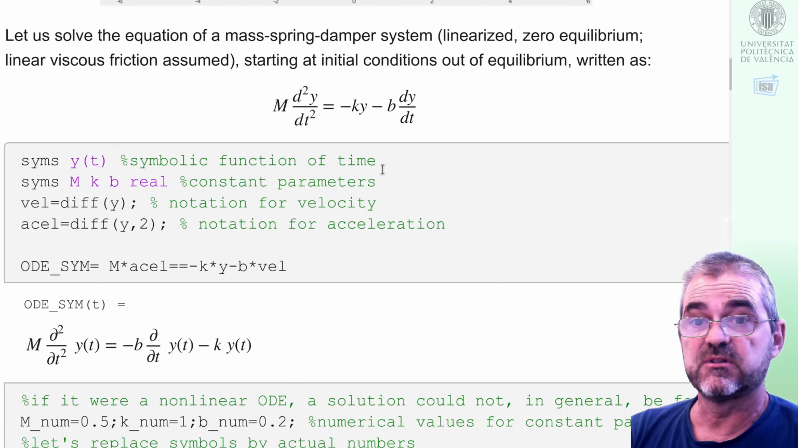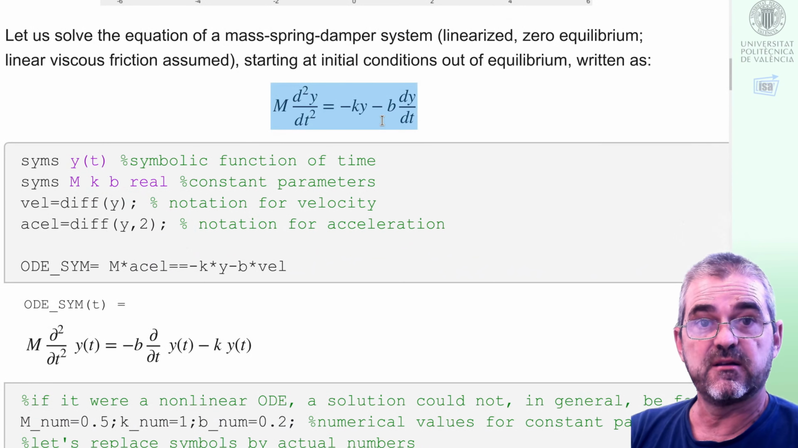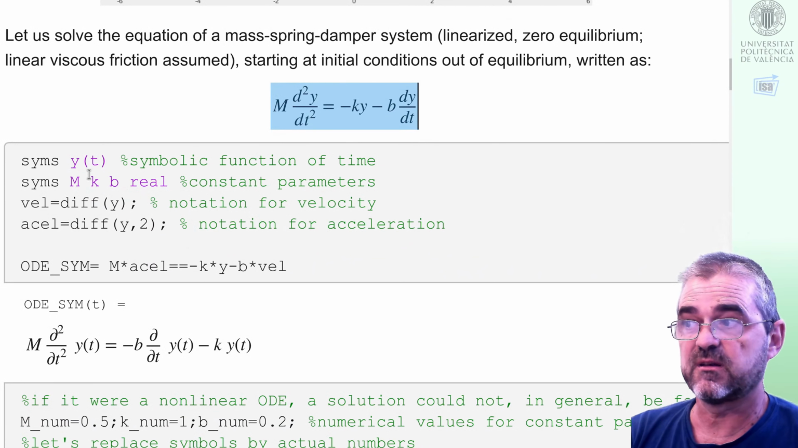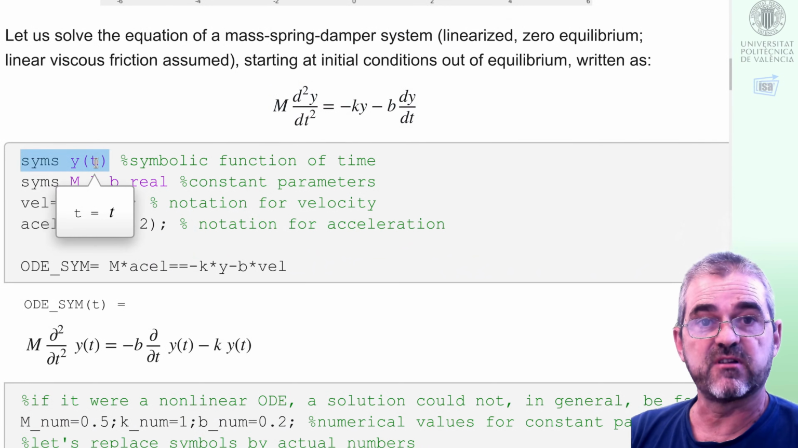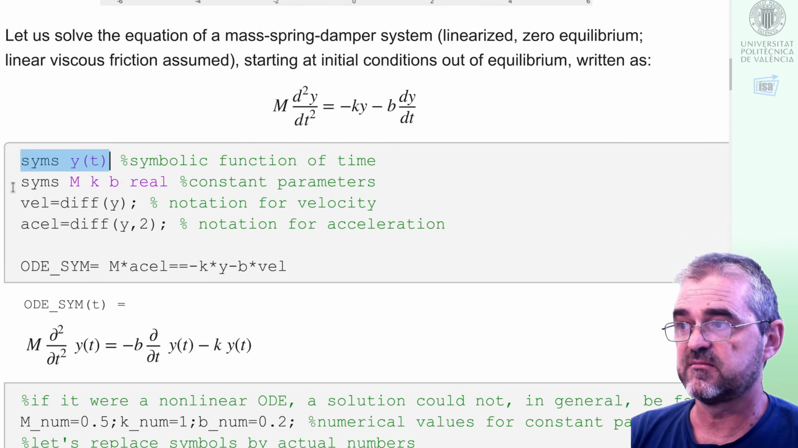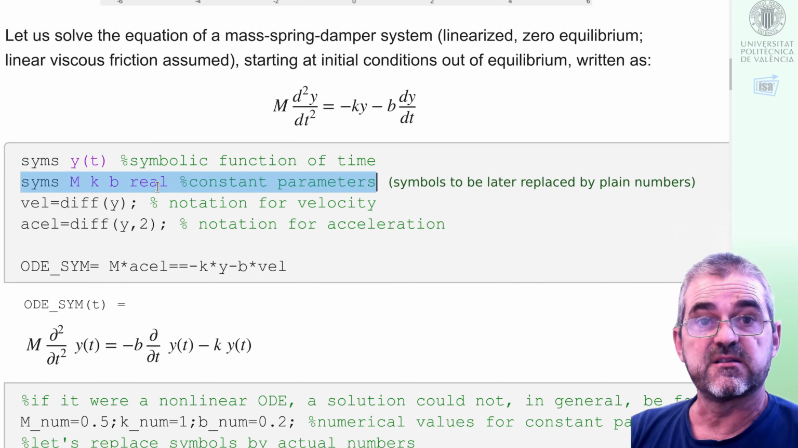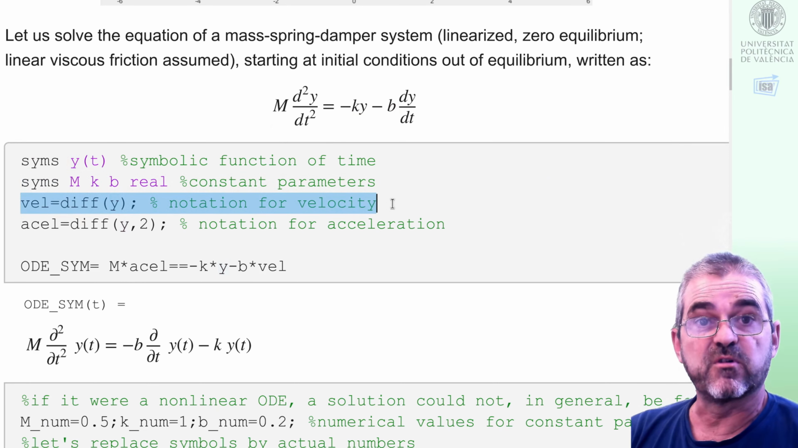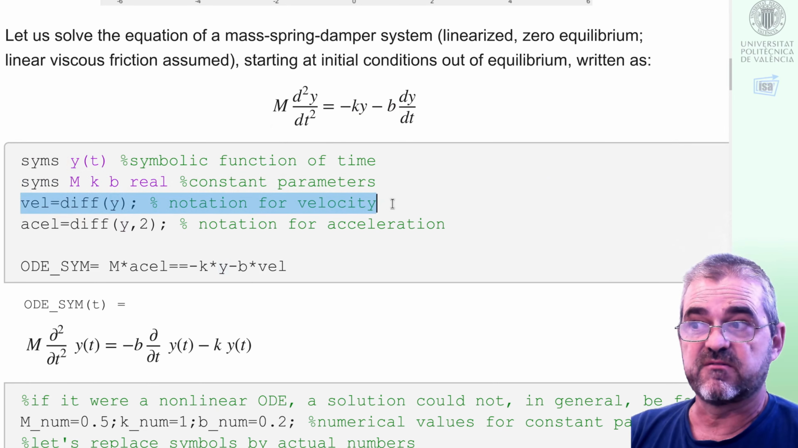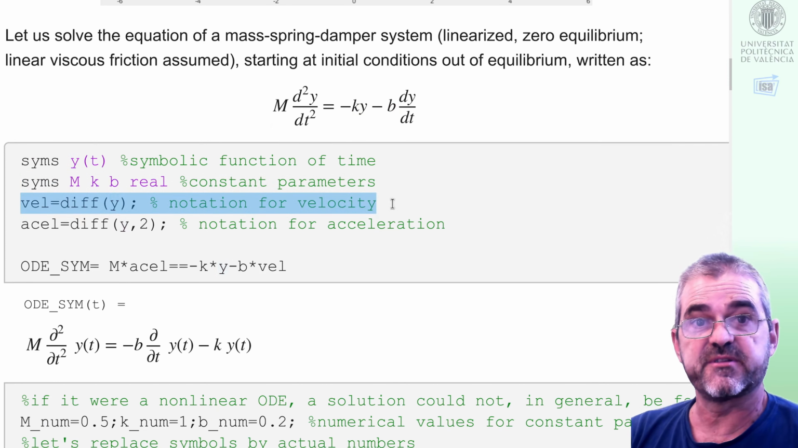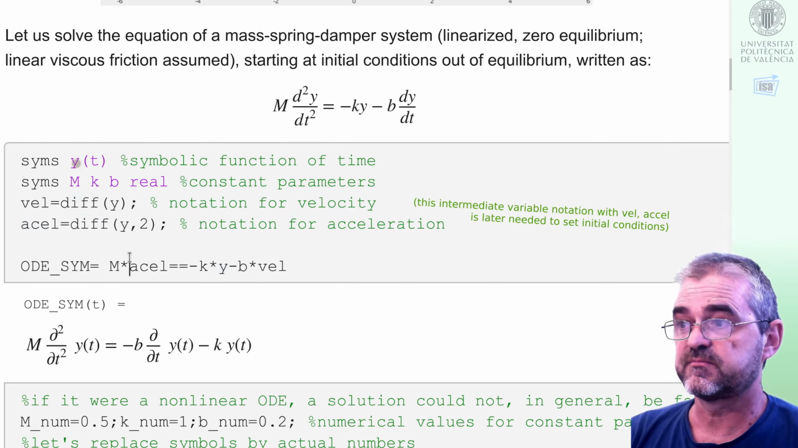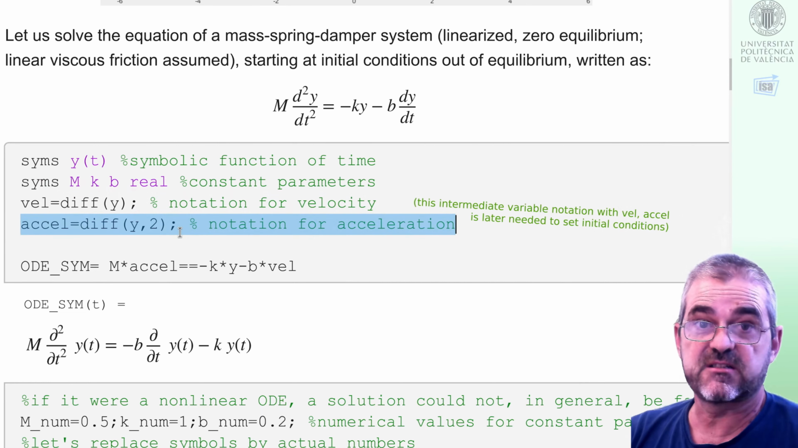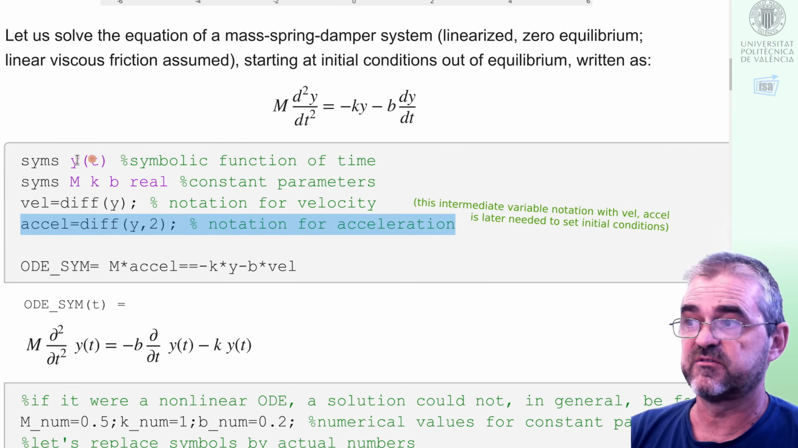How do we encode this differential equation into the symbolic toolbox of Matlab? Well, we will create a symbolic function of time with this line. This line will create symbolic constants, the constant parameters in my model: mass, spring constant, and friction constant. And for convenience, we will denote as vel, velocity, first derivative of function y, and this acceleration, second derivative of function y.